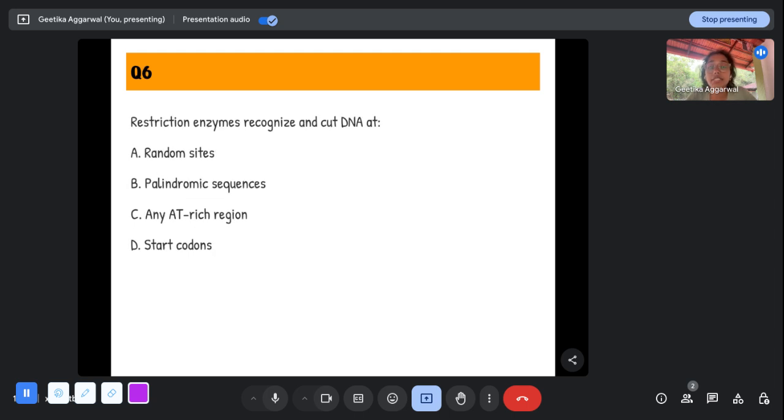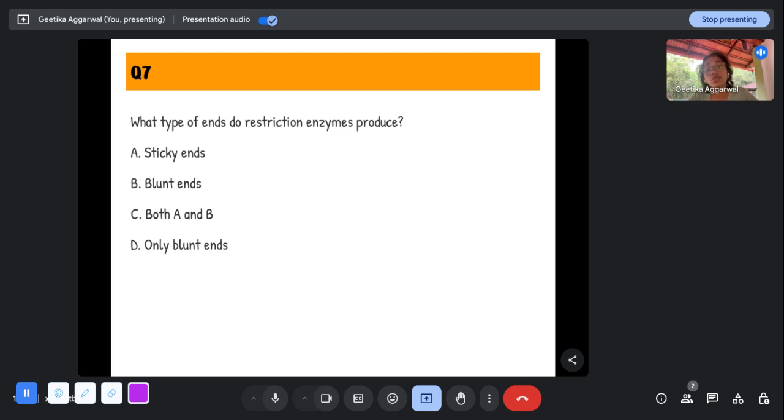Okay. Number six, restriction enzymes recognize and cut DNA where? At random sites, at palindromic sequences, at AT-rich regions, or at start codons. Where do restriction enzymes function? Where do they recognize DNA and where do they create a cut? So the correct answer to this question is at palindromic sites. As we already discussed, when the sequence reads the same from 5' to 3' on both the DNA strands, that is where the restriction enzymes recognize and cut the DNA.